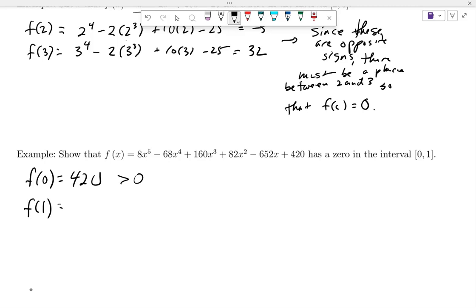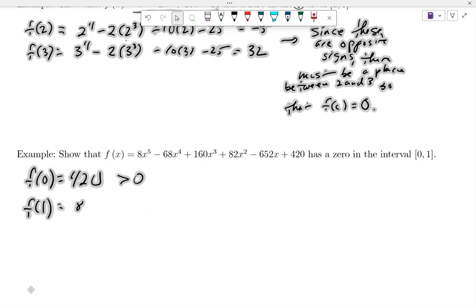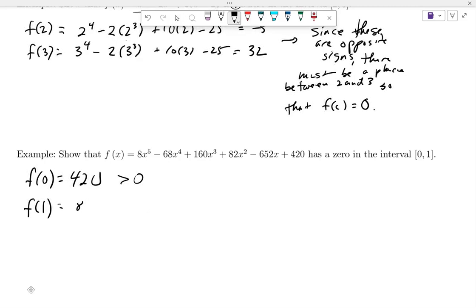It's a good question. Good. Okay. Notice that 1 to any power is going to be what here? 1. So I'll get 8 minus 68. That's negative 60. Plus 160. That'll give me 100. 182. What is that? 470. And then plus 420. It'd be negative 470 plus 420. And I'll get negative 50, I think, when I'm done. Yep. Good. Which is less than 0.